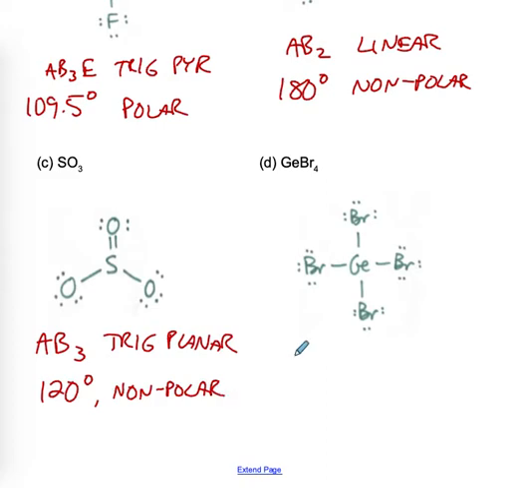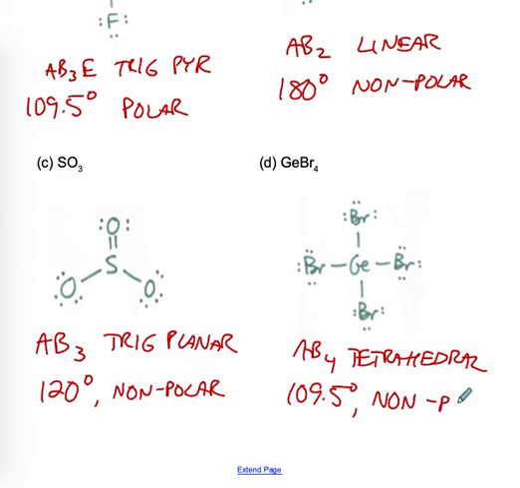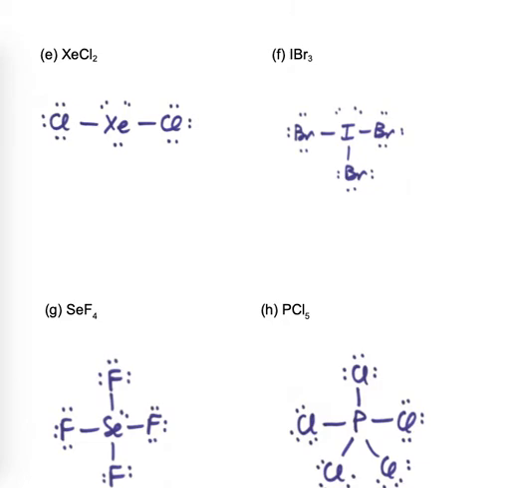Germanium tetrabromide is an AB4 type molecule, which has a tetrahedral geometry with bond angles of 109.5 degrees. The high symmetry means the bond dipoles cancel each other out. This is a nonpolar molecule. For our final examples, xenon dichloride we see is an AB2E3 type molecule and is therefore linear. Note that despite the fact that it has lone pairs on the central atom, the high symmetry, namely 180 degree bond angle, means that it will be nonpolar.